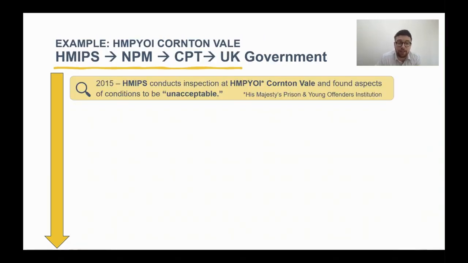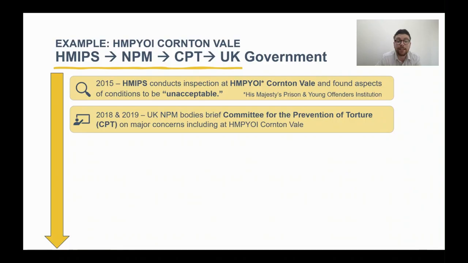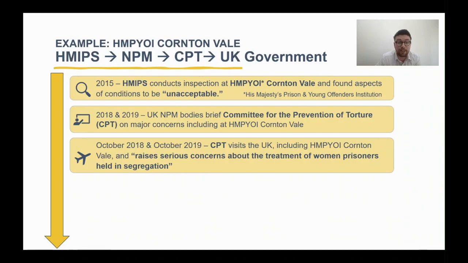In 2015, His Majesty's Inspectorate of Prisons, Scotland, conducted an inspection at HMP YOI Cornton Vale and found aspects of the conditions to be unacceptable. In 2018 and in 2019, relevant UK NPM bodies briefed the Committee for the Prevention of Torture on major concerns, including those at HMP Cornton Vale. In October 2018 and October 2019, the CPT visits the UK, including Cornton Vale, and raises serious concerns about the treatment of women prisoners held in segregation.